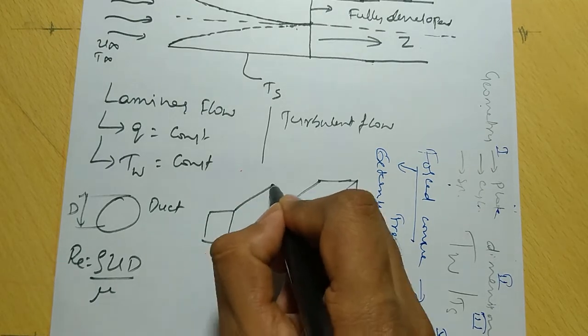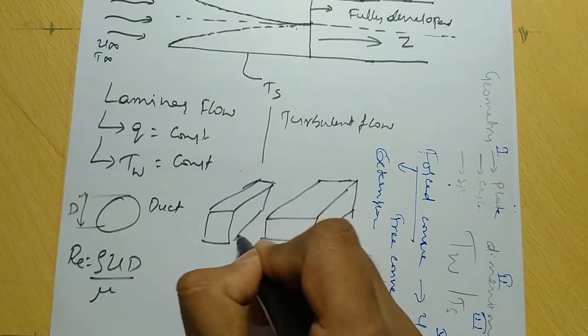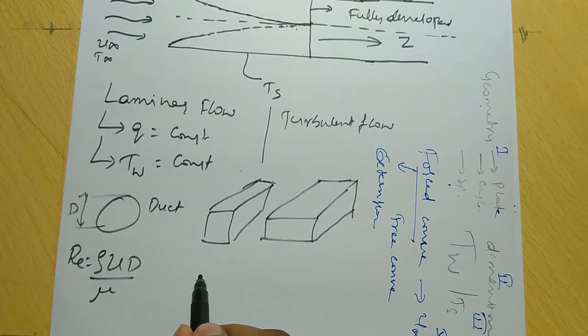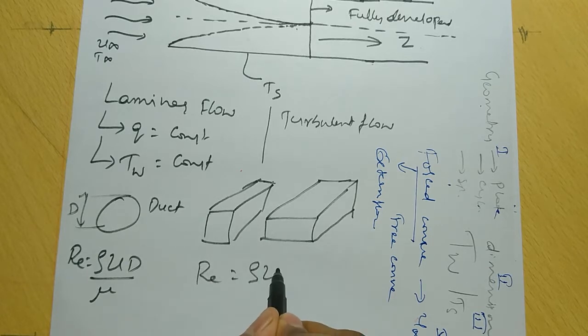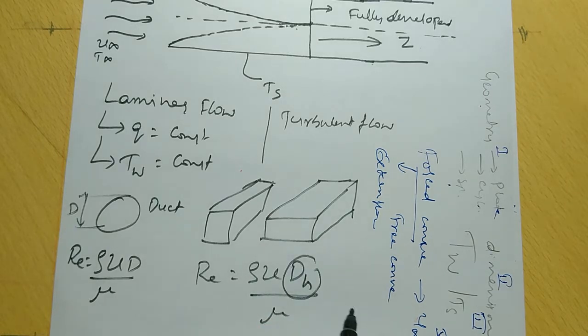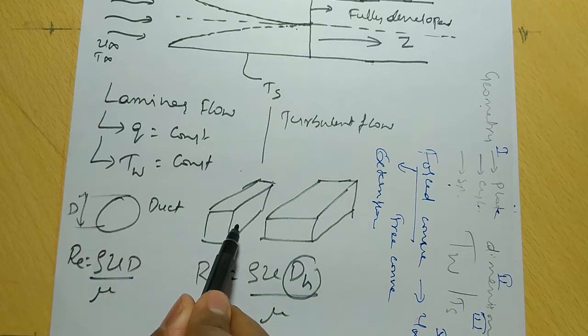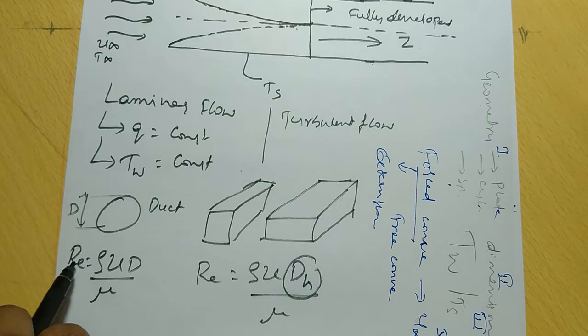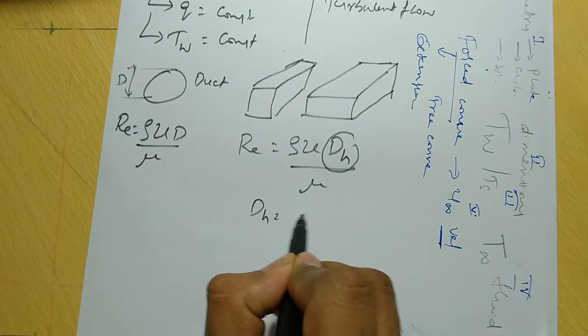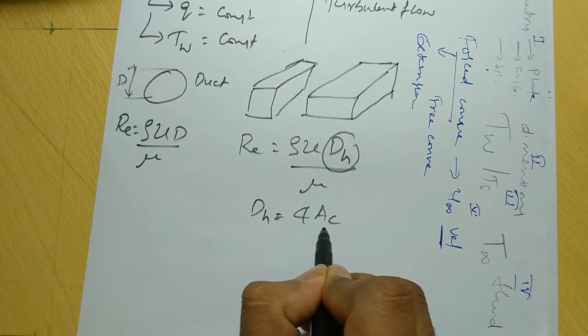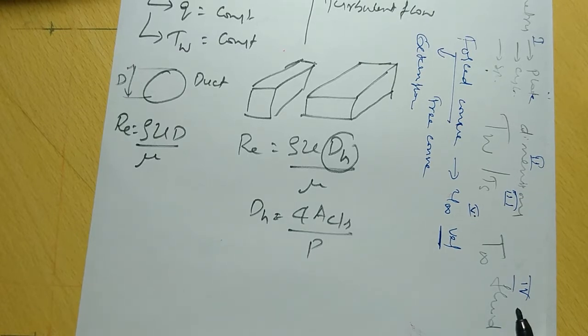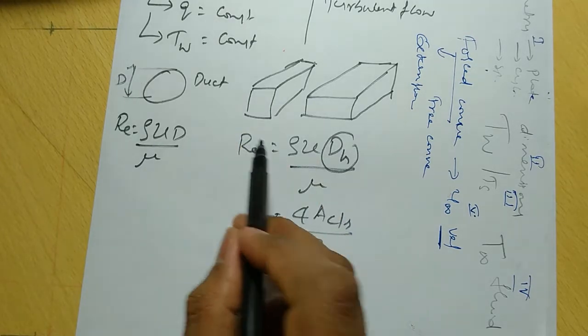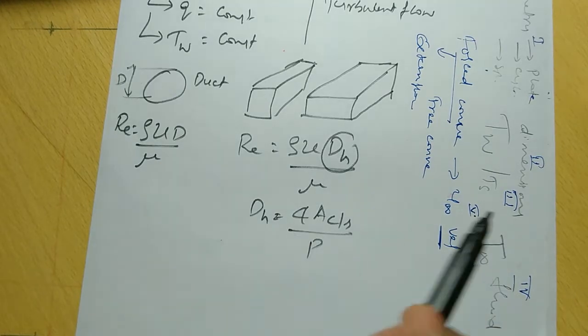Suppose it is a non-circular duct. In this case, the Reynolds number equals rho into u into Dh by mu, where Dh is the hydraulic diameter. That is the difference between circular and non-circular ducts; there is no other difference. Here this diameter is used, but here you call it the hydraulic diameter. Dh is defined as 4 into cross-sectional area divided by the perimeter. For a rectangle, 4 into length into breadth divided by 2 times length plus breadth.